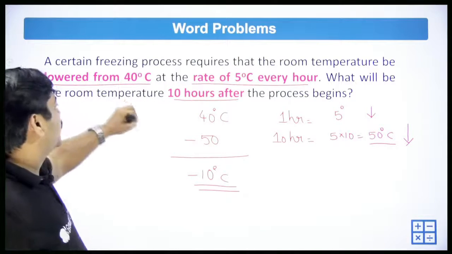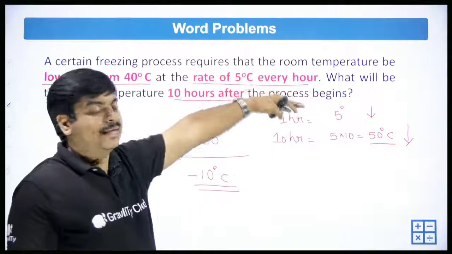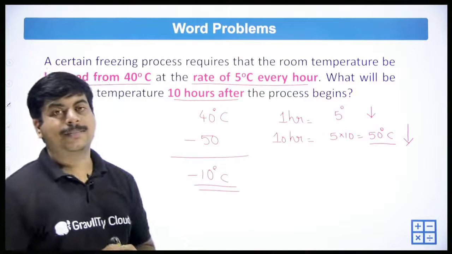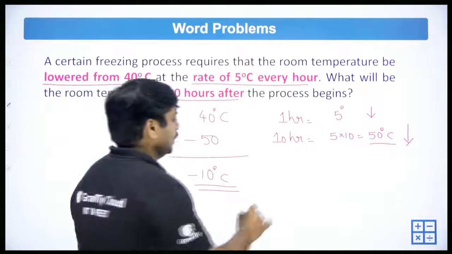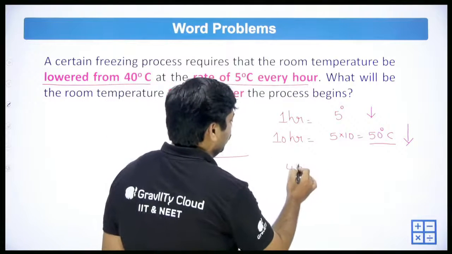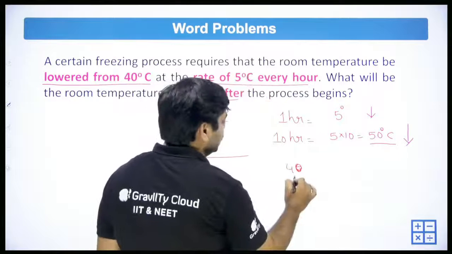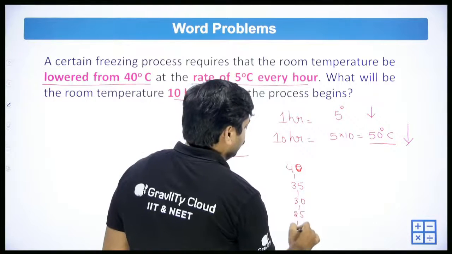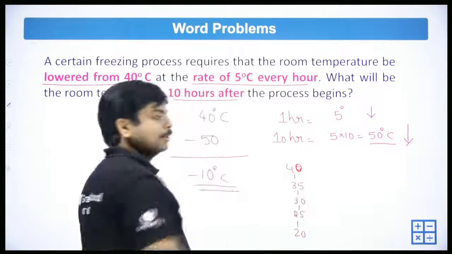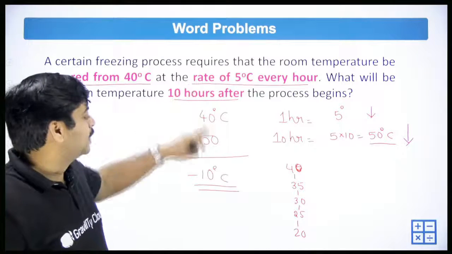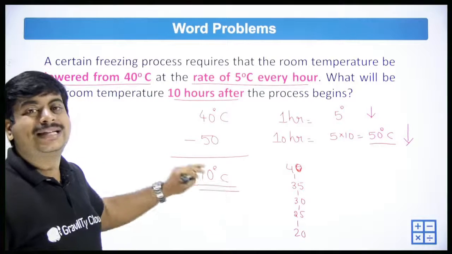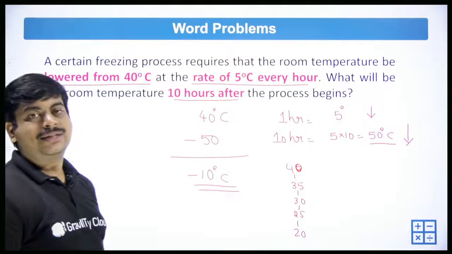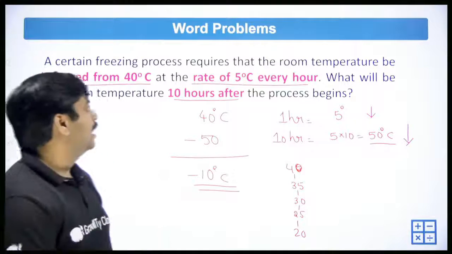What will be the room temperature 10 hours after the process begins? So it will reach minus 10 degrees. It has started at 40. From 40, after every 1 hour, if it is reducing 5 degrees, next it will go to 35, next 30, next 25, then 20, and so on. After 10 hours, you will be at minus 10 degrees Celsius, right? Easy question. Let's move to one more question.